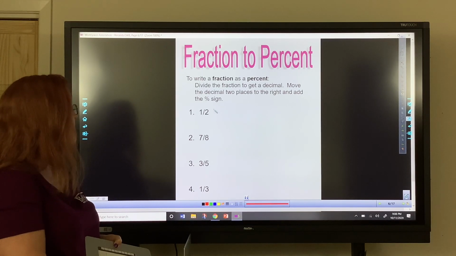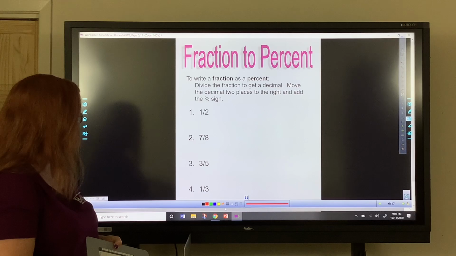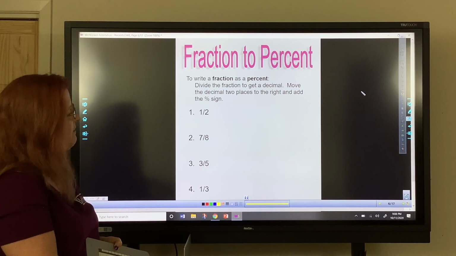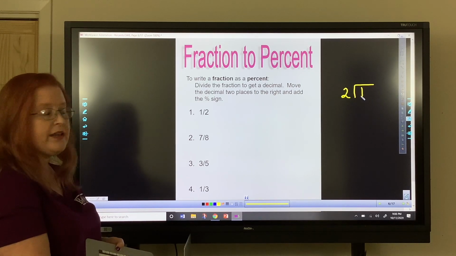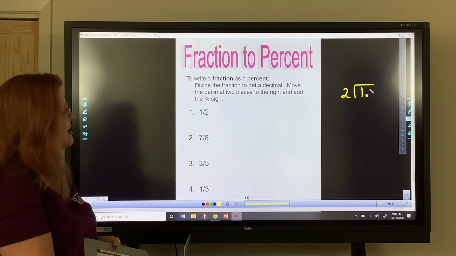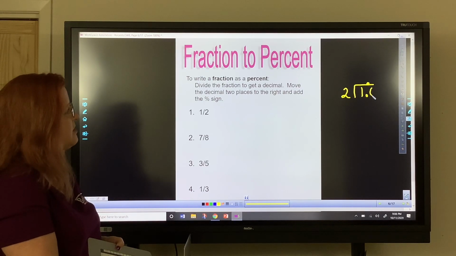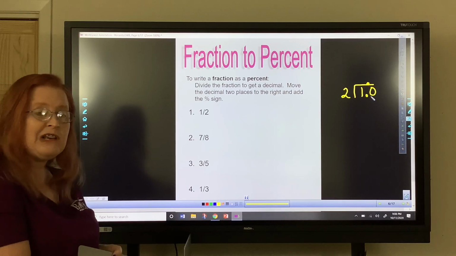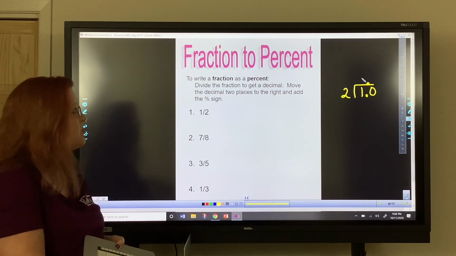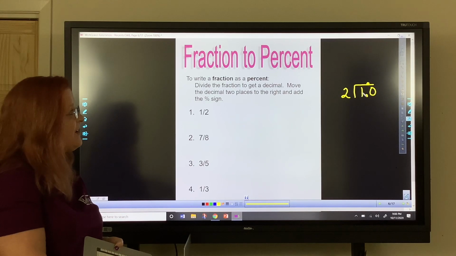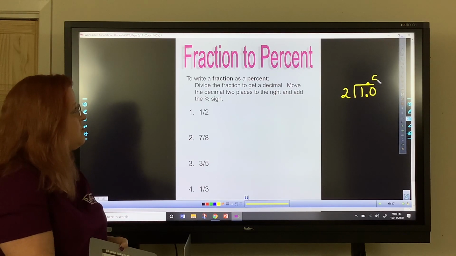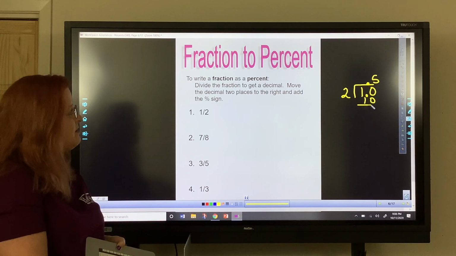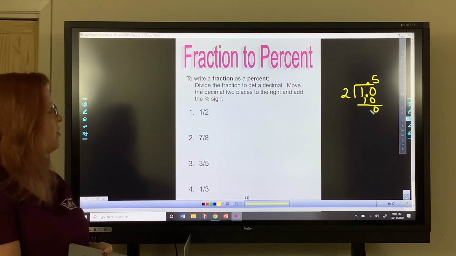So 1/2, we would divide. Let me move over here and divide 1/2. The top number goes on the inside, the bottom number goes on the outside. Can't divide into 1, so we put our decimal, carry it up top, bring our 0. In the problem, you can ignore the decimal at this point because you've taken it up to the top. So you're dividing 10 by 2. Well, 10 divided by 2 is 5. We subtract and we get 0. So we have no remainder.